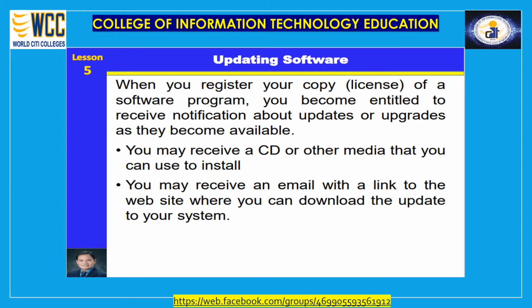Updating software. When you register your copy or license of a software program, you become entitled to receive notification about updates or upgrades as they become available. You may receive a CD or other media that you can use to install the program in much the same way as you installed the program initially. Or you may receive an email with a link to the website where you can download the update to your system. Click the link to access and download installation files for the update.